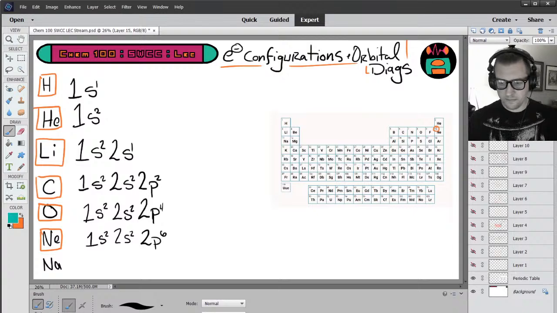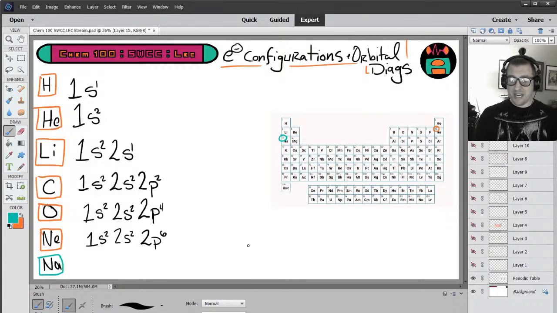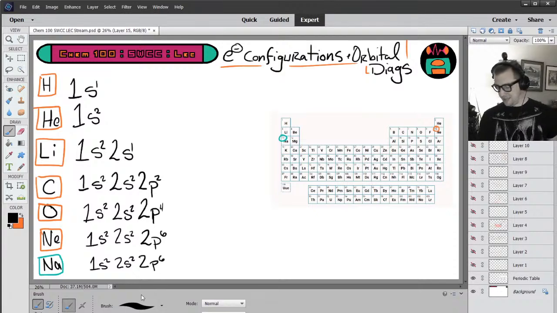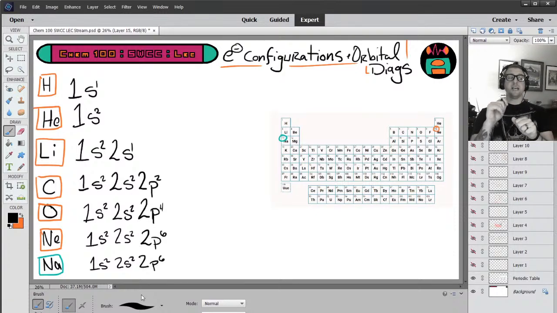Now, sodium, you'll notice, has one more electron than neon. That means that sodium is going to have the electron configuration 1s2, 2s2, 2p6, plus 1. Plus 1 going somewhere. We've got to figure out where that 1 goes. Now, here's the deal. It's not going to be 2p7 because there are 3 p orbitals in the p subshell. It can't hold more than 6.